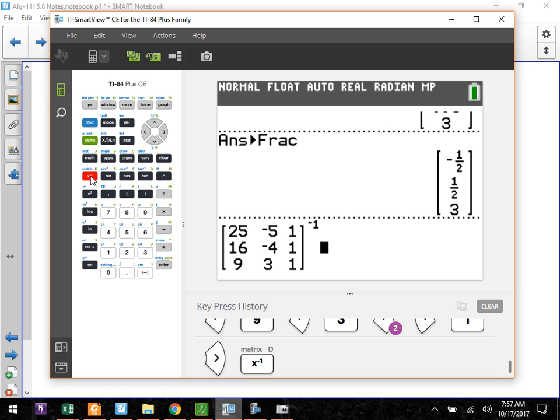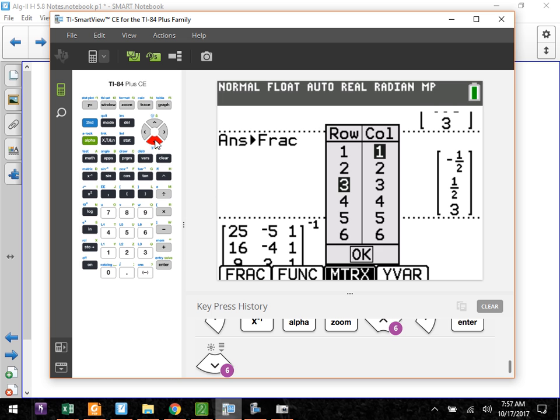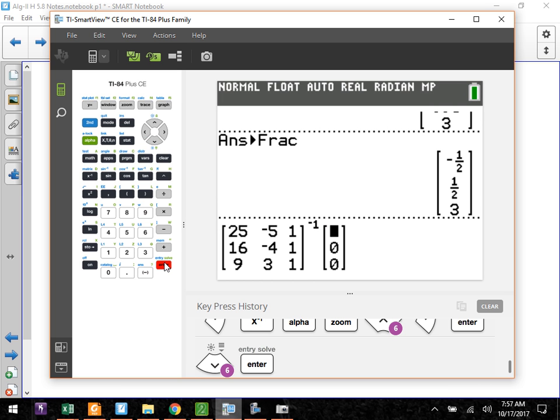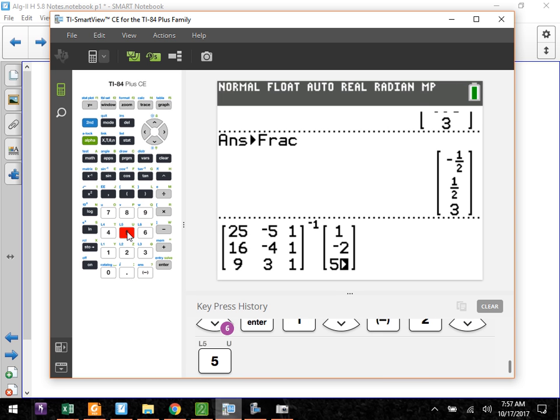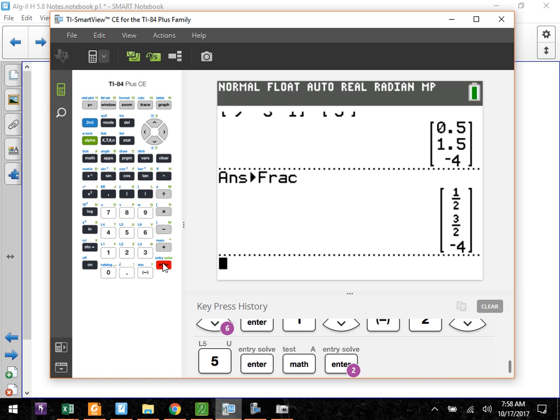That's what it's doing. Our solution matrix was, let's see, alpha, zoom, 3 by 1. And it was 1, -2, 5, and then we hit enter. Math, enter, enter. And there you go. And yes, it is so easy. And if any of you guys did that problem, you got really awful stuff, you probably entered in something incorrect.